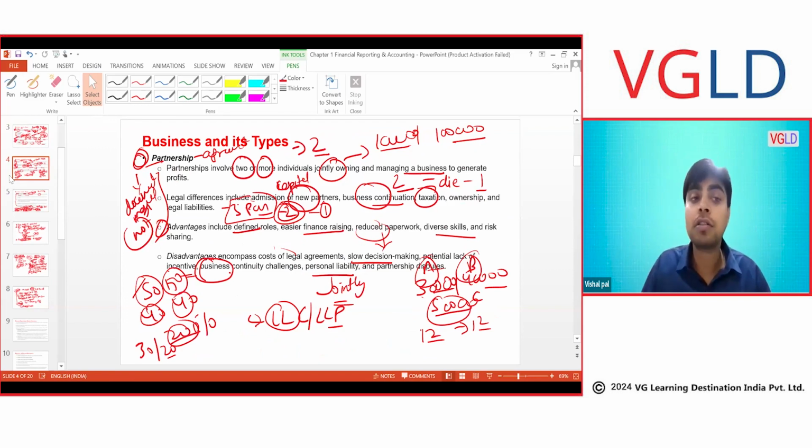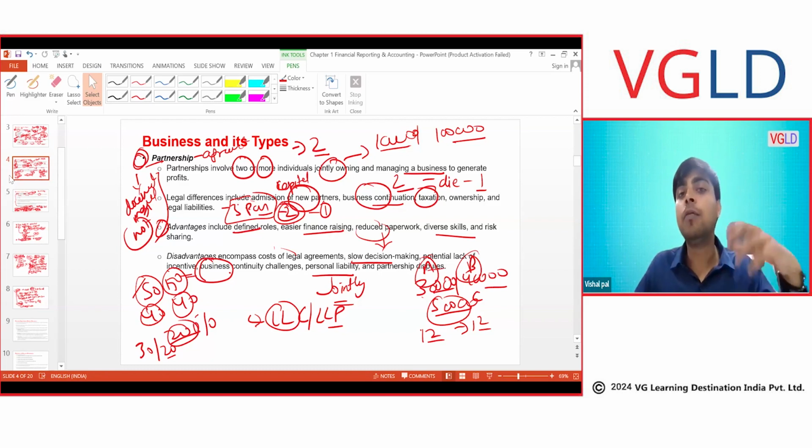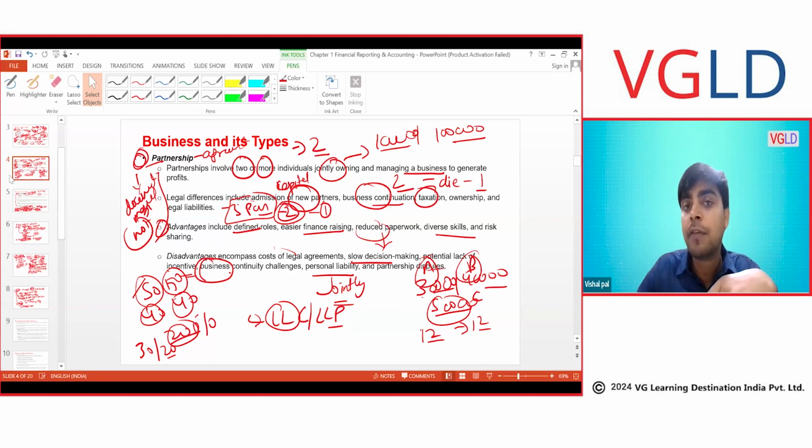Similarly for partnership, because a partnership has two or more individuals, to know how much profit we are making, we need to do the accounting, right? Only once we know how much profit we have made and how much sales we have made will we be able to share the profit, right? Making sense? Yes or no?